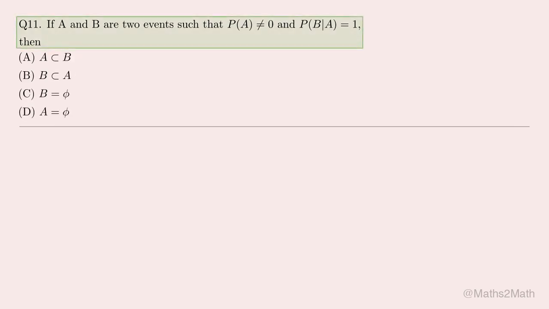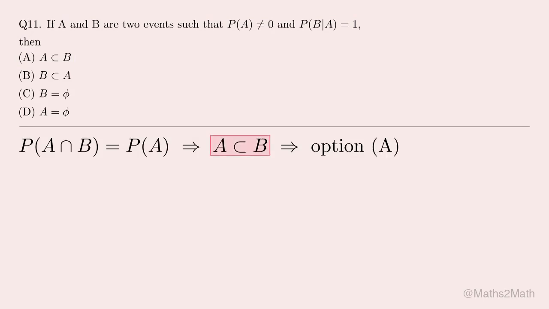Question 11, multiple choice. A conditional equal to 1. The intersection must fill A. P of B given A equal to 1 forces the intersection to have the full probability of A, which happens when A lies inside B. Option A.